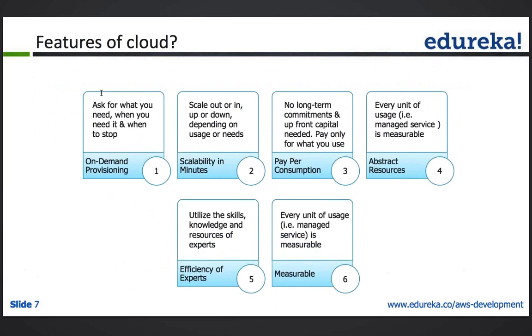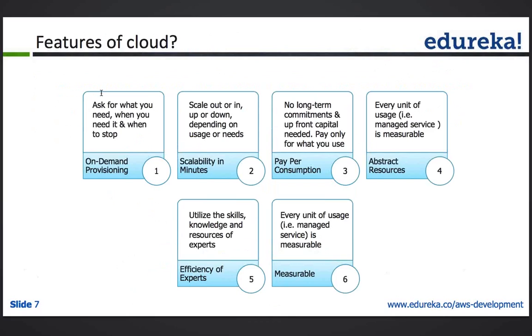So first of all, on-demand provisioning, right? What this means is you need something, a server, you may need 10 servers, right? And you can get it right away. And if you don't need it, you can terminate it, you can throw it away immediately, right? So again think of traditional purchases, and you can see how cloud computing is better.